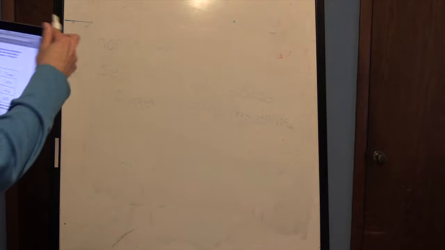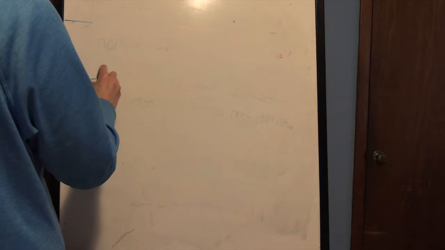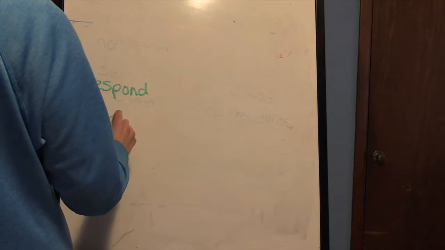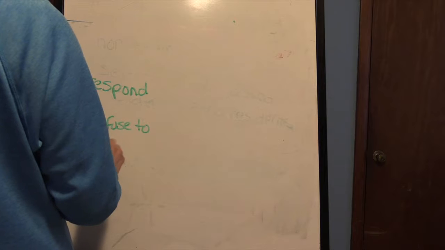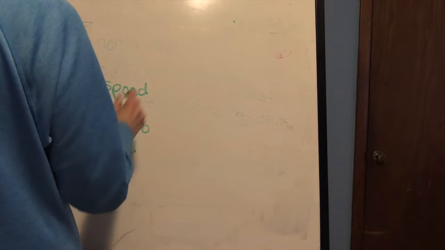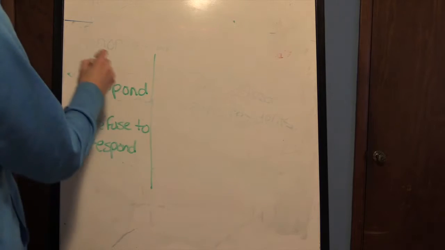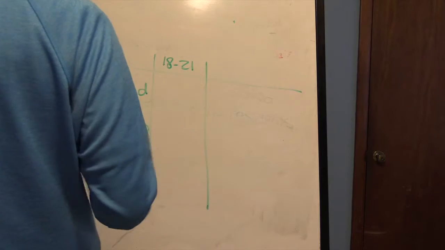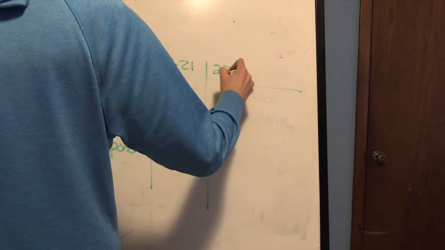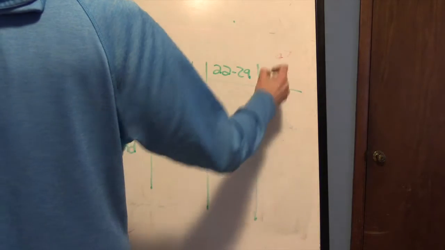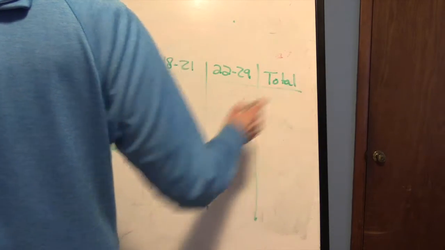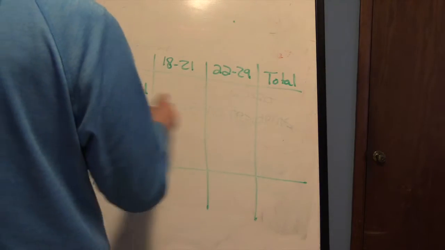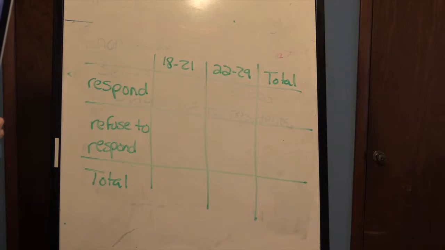Now, again, it really doesn't matter what you use as your rows and columns. So if your instinct was to do something different, that's okay. But you would have respond and refuse to respond. Those are my two categories. Okay, and then I have my two age groups, the 18 to 21, the 22 to 29, and then I'm going to have my total, and I'll have a total here as well. And then really I'm just going to start filling in the information that I know.